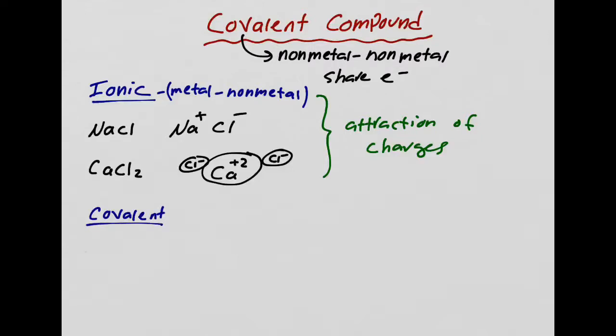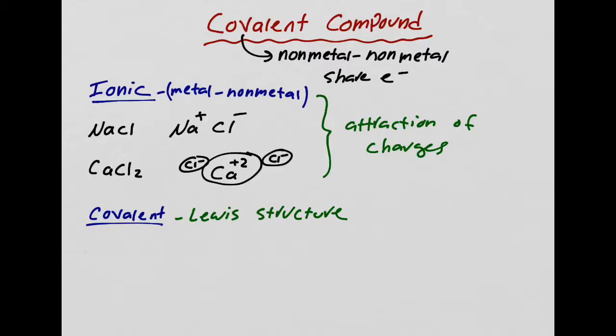The way to draw a covalent compound, what you have to do, you have to draw a Lewis structure. Because they're harder to draw because it's not balance of charges, it's not attraction of charges. We have to show them sharing electrons. So we're going to talk about covalent compounds and how we can draw and show they're sharing electrons.